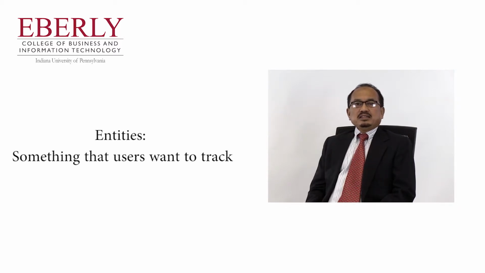Entities. An entity is something that users want to track. Examples are order, customer, salesperson, and item. Some entities represent a physical object, such as item or salesperson. Others represent a logical construct or transaction, such as order or contract. Usually, entity names are always singular.